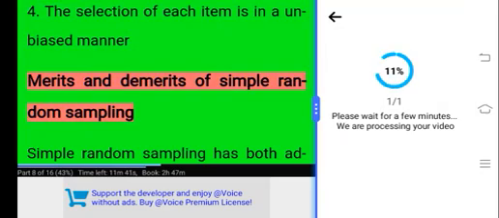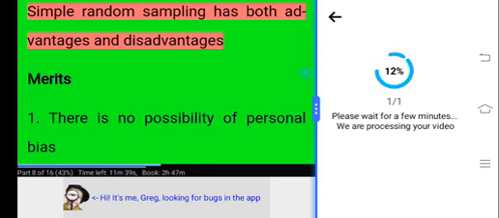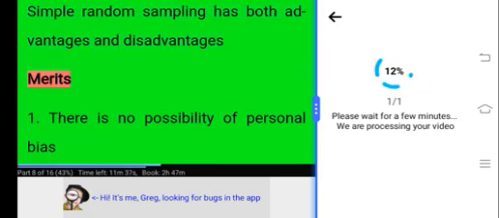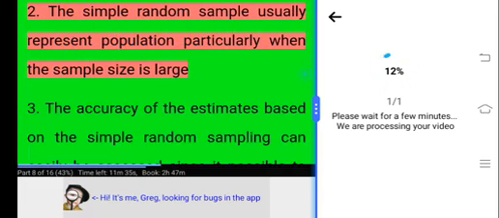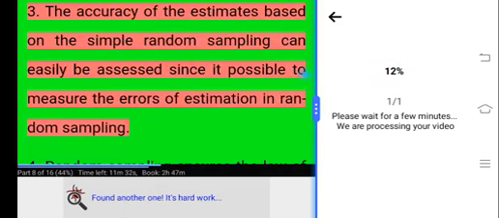Merits and demerits of simple random sampling. Simple random sampling has both advantages and disadvantages. Merits. 1. There is no possibility of personal bias. 2. The simple random sample usually represents the population, particularly when the sample size is large. 3. The accuracy of the estimates based on simple random sampling can easily be assessed, since it is possible to measure the errors of estimation in random sampling.